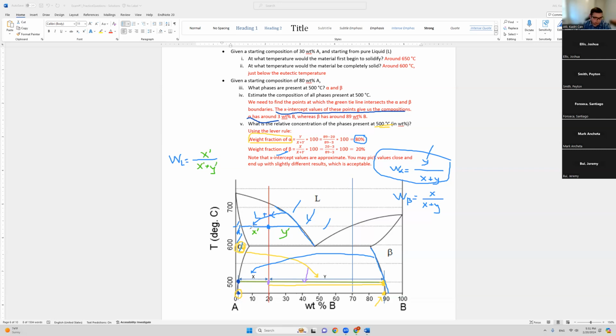Similarly, if you want to find the weight percentage of the alpha phase, it's going to be y prime divided by x prime plus y prime. So you need to find the real values of these. For that, you need to calculate the x-intercepts. Just calculate these x-intercepts and do some subtraction to find these values, y prime and x prime.